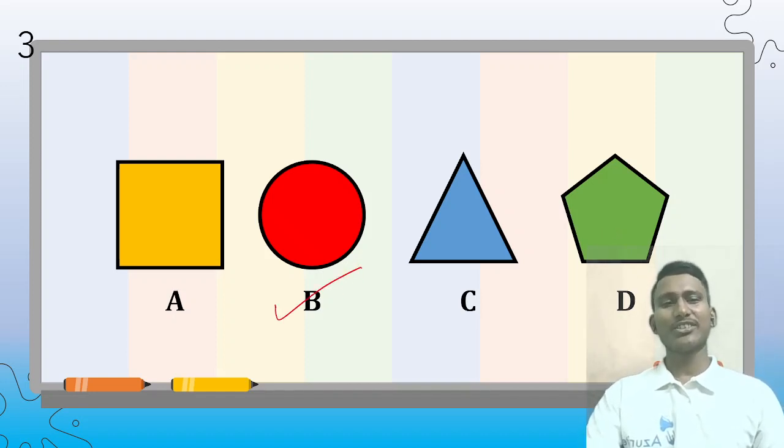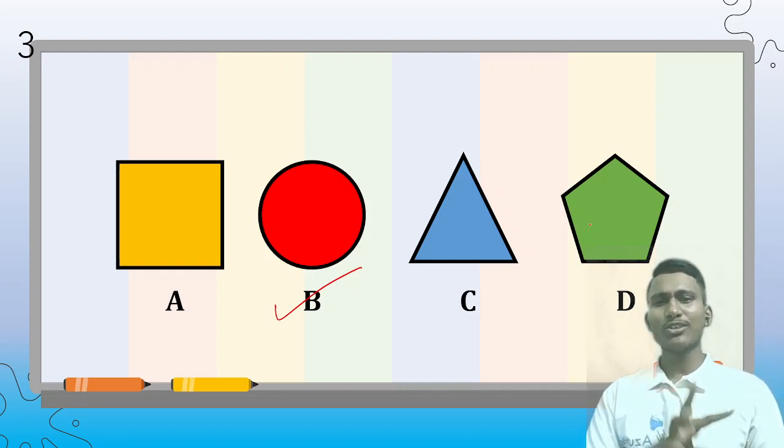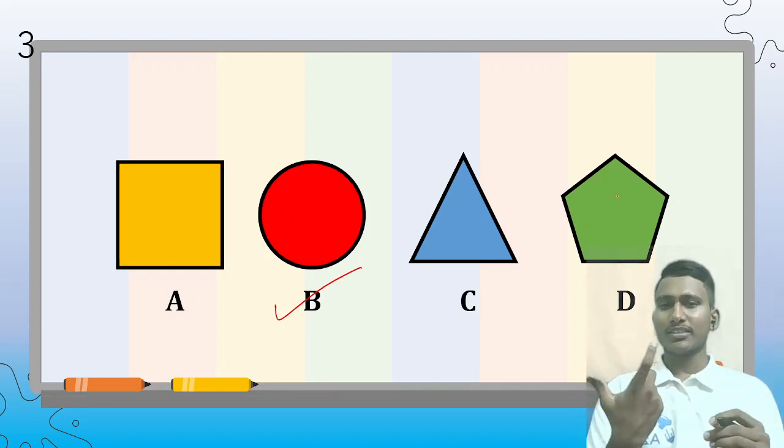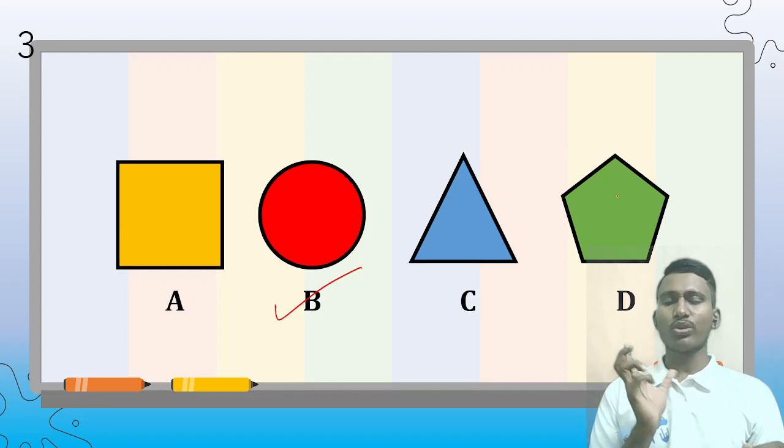Yes, B is the different one, right? Good. So you are able to identify it. It is very simple, right? So I think you have got the meaning of odd one and how to identify.